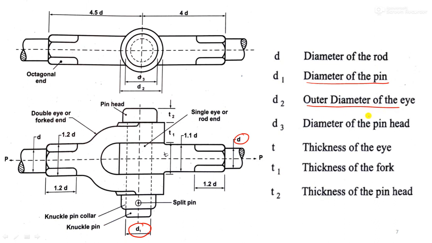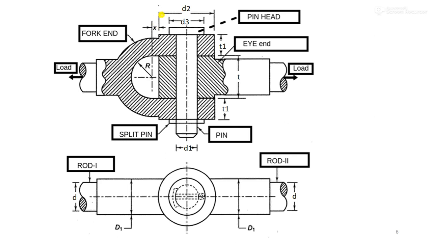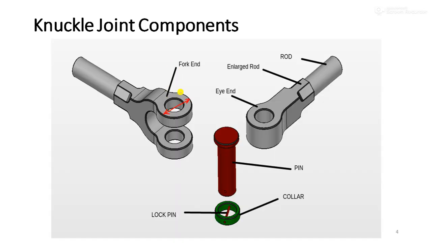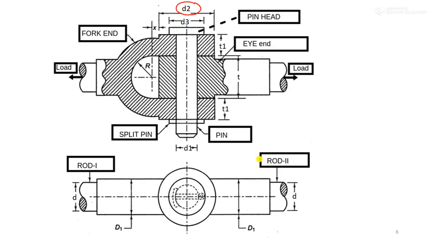Outer diameter of the eye means what? Basically they have considered this. You can see D2, the outer diameter of the eye. I have shown it here. This is the eye, or you can consider this one also the same. So this is nothing but the outer diameter of the eye, and the outer diameter we have considered as D2.